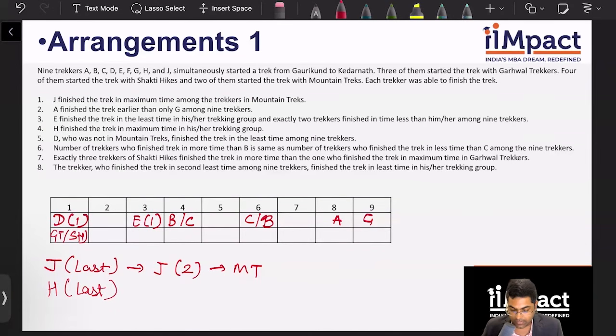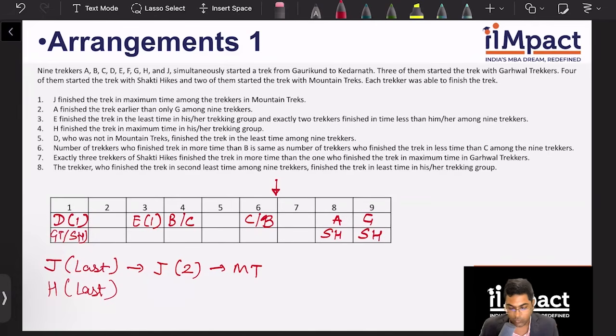Now, how can we do this? What do I know that means? That at least minimum, this is where Garhwal trekkers will end. Minimum. Correct? Could be before that as well, but this is where Garhwal trekkers have to end. Okay? Also, let's assume A and G are not SH, it's not possible because if A and G are Garhwal trekkers, then there is nobody after them. And also A and G cannot be mountain treks. So A and G have to be SH and SH.